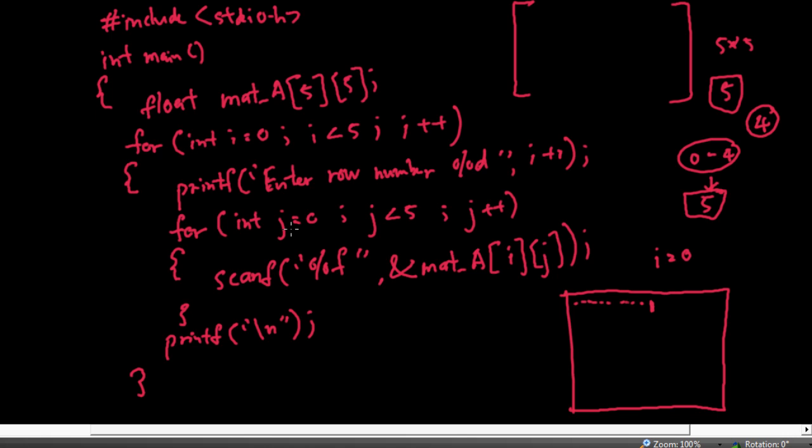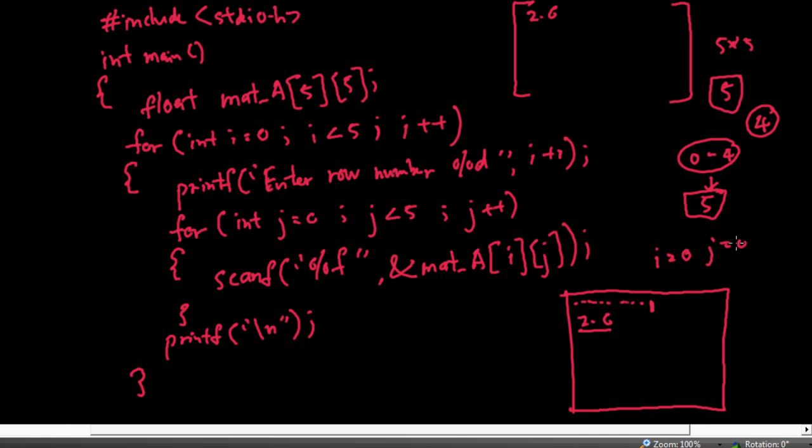Now next, j is equal to 0. And you come in here, you scanf. The user enters a number, 2.6. It goes into matA[i][j]. i and j are both 0 and 0. So it enters 2.6. 2.6 will be here. Now next, it will loop again because it's a nested loop.